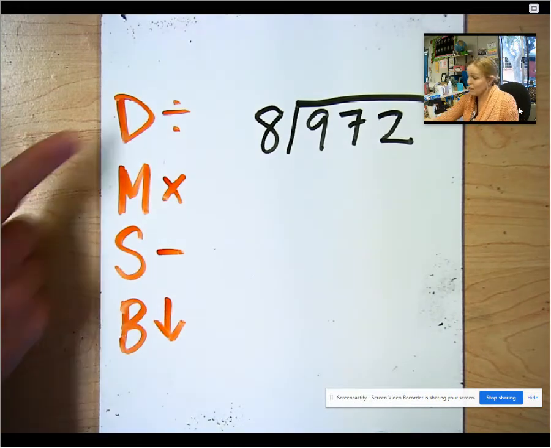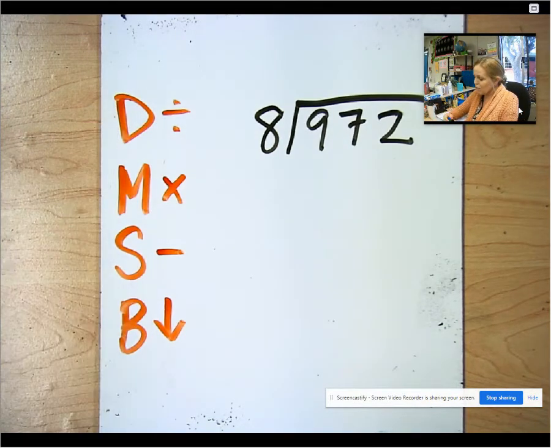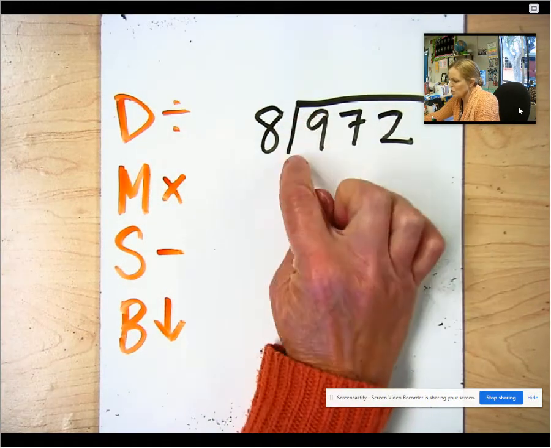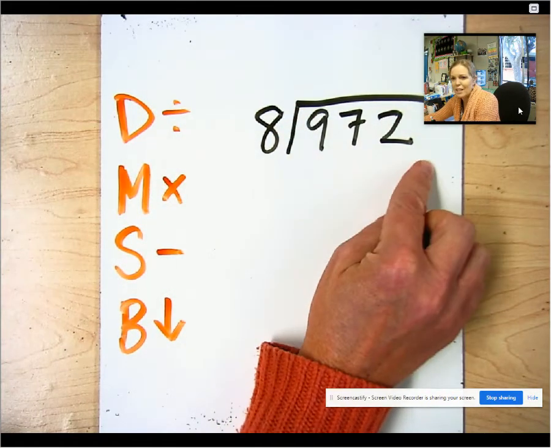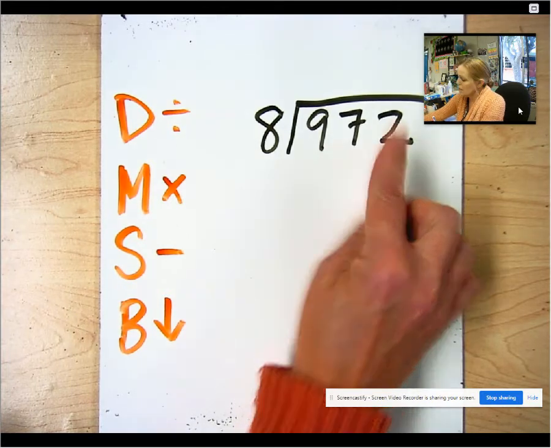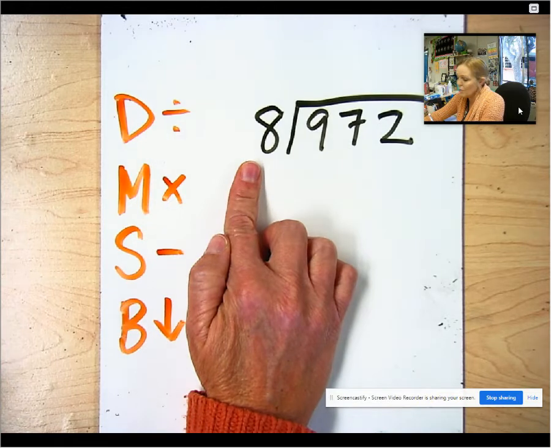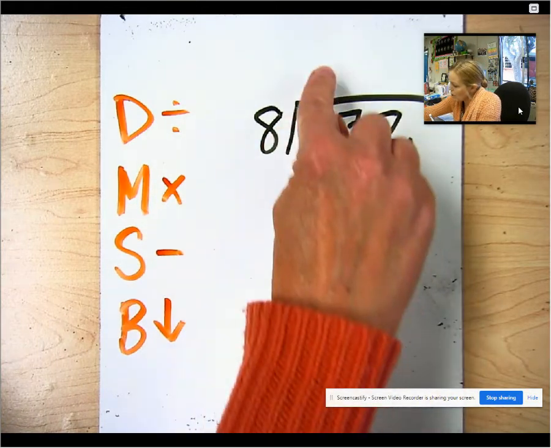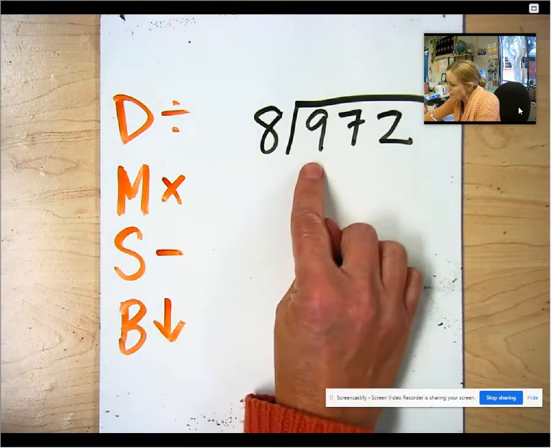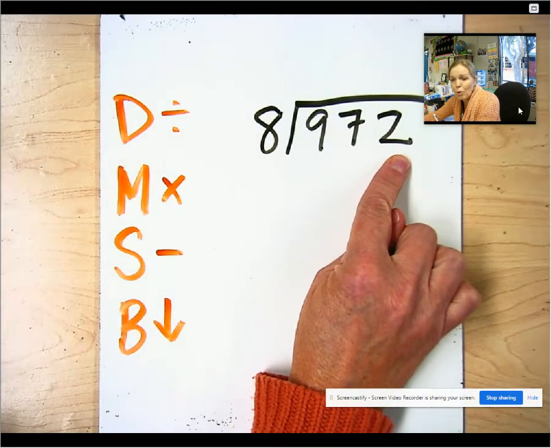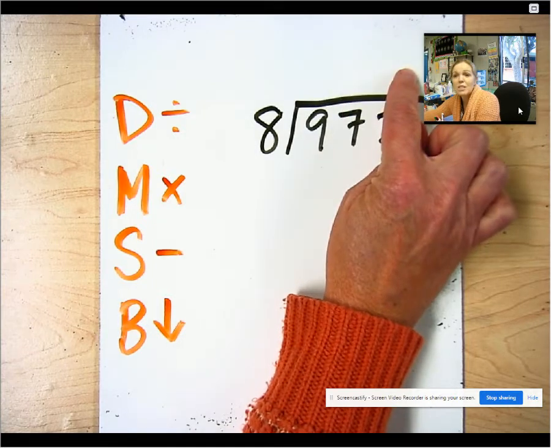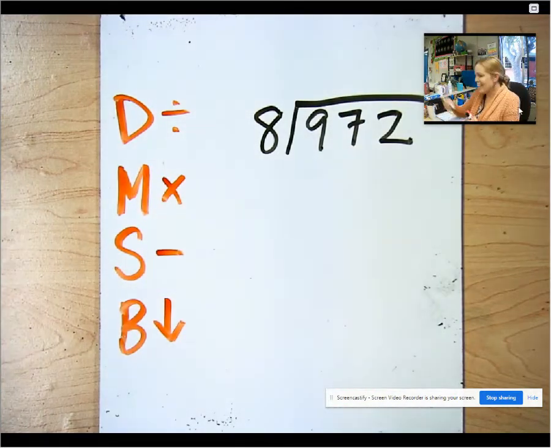Our first step says to divide. What am I dividing? Well, this is my dividend here. When it's under the division bracket, it's called my dividend. This is the number being divided. What is it divided by? The divisor. In this case, 8 is the divisor. My answer will go up on top of the bracket. Now, each of these numbers in the dividend needs to be accounted for, meaning you must have an answer above it, even if the answer is 0. We'll talk about that. Let's get started.